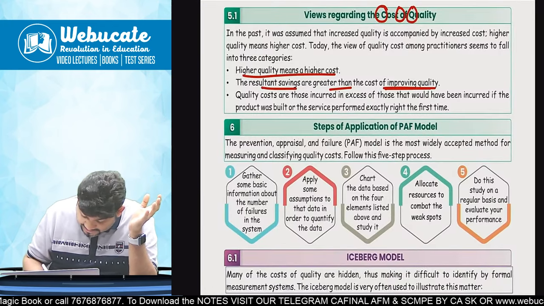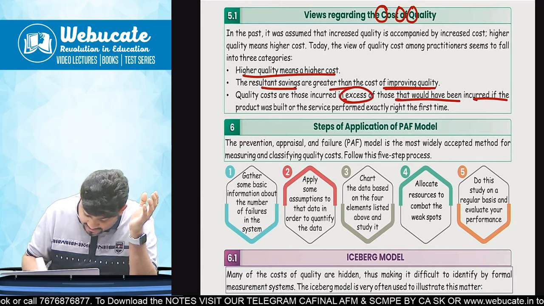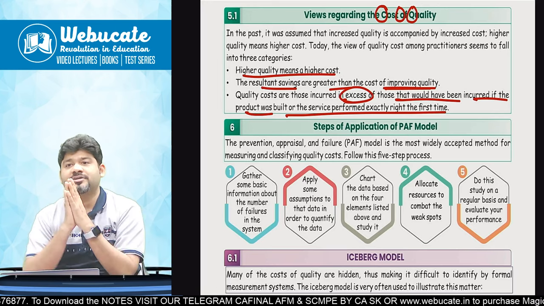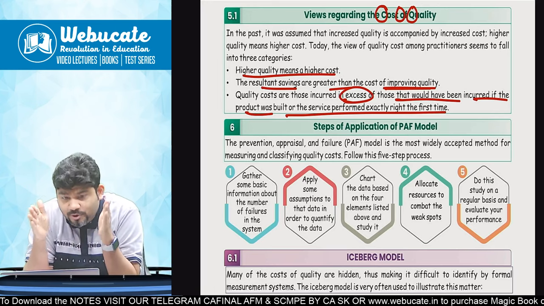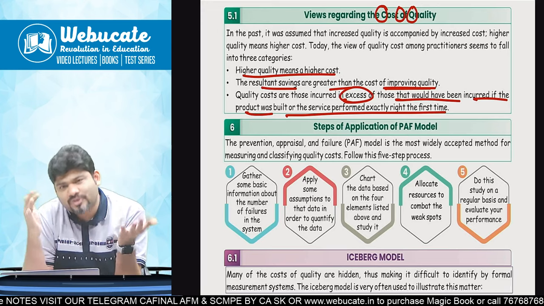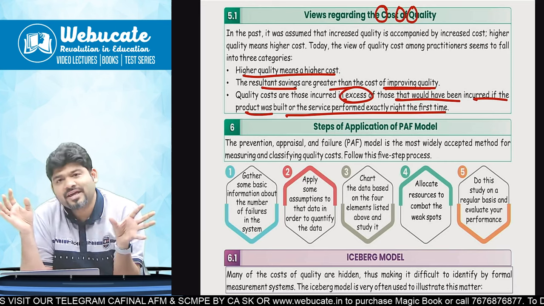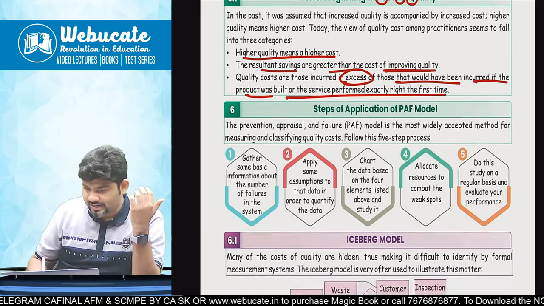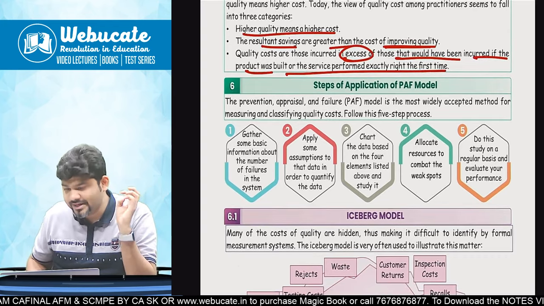Quality costs are those incurred in excess of those that would have been incurred if the product was built exactly right the first time. If you are going to make the product right the first time, then the quality cost eventually will go down to a very, very large extent, is what it says. So, these are the views regarding the cost of quality. Got it?